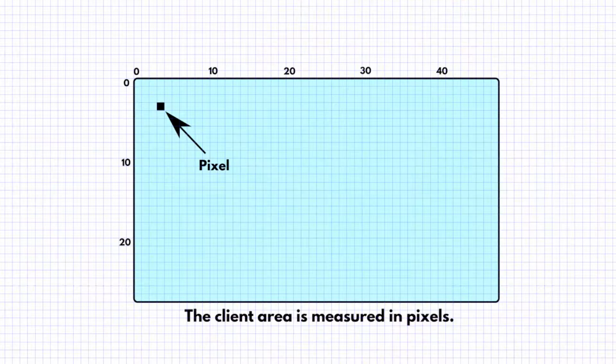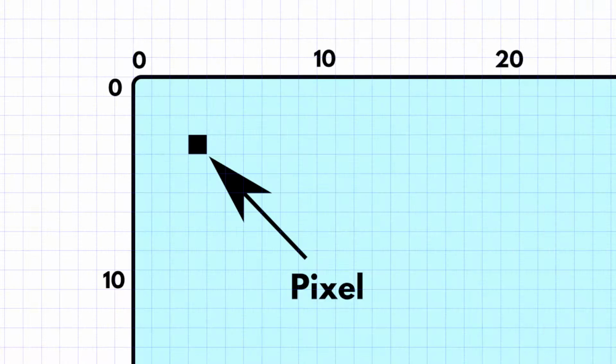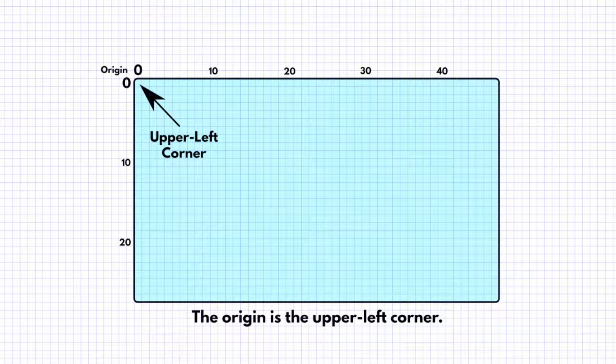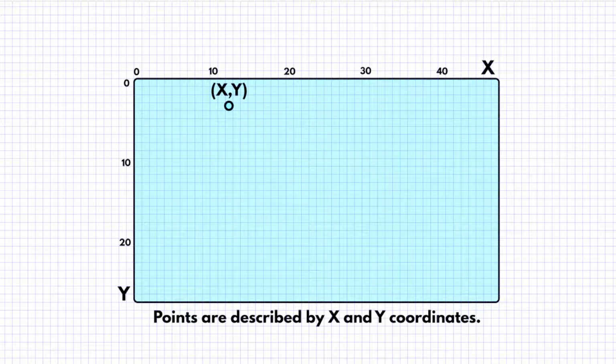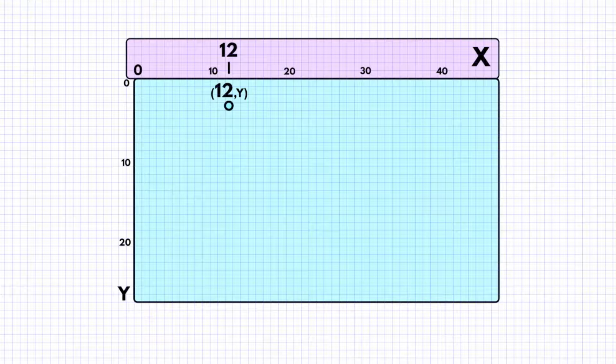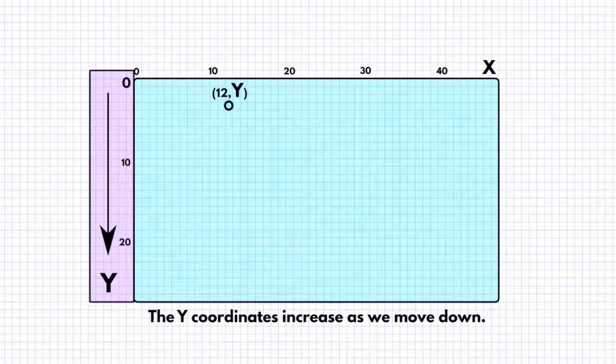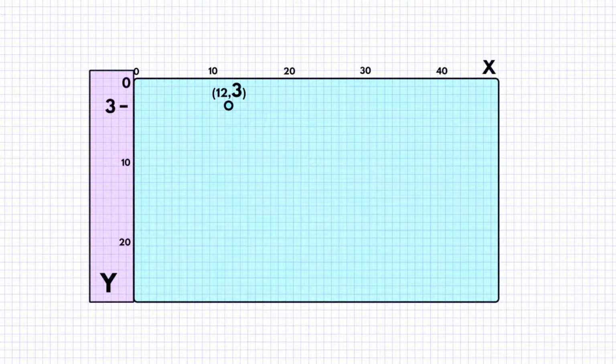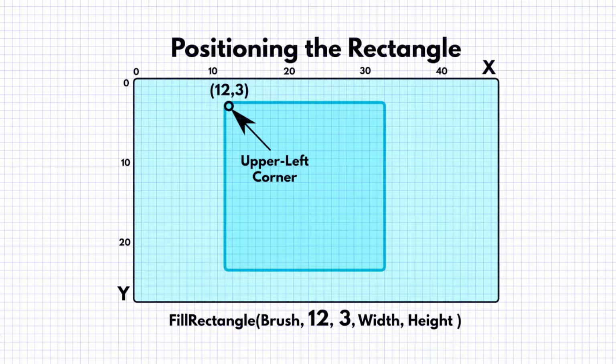The client area is measured in pixels. The origin is the upper left corner. Points are described by x and y coordinates. The x coordinates increase as we move to the right. The x coordinate for this point is 12. The y coordinates increase as we move down. The y coordinate for this point is 3. We can use this point to describe the upper left corner of our rectangle.